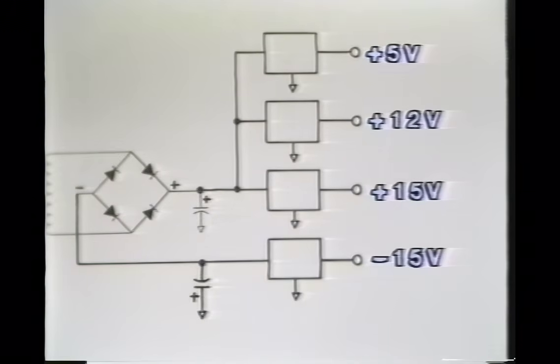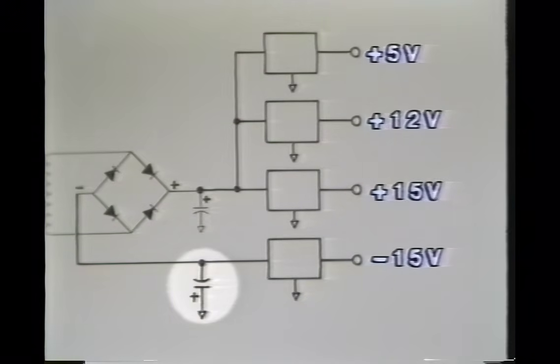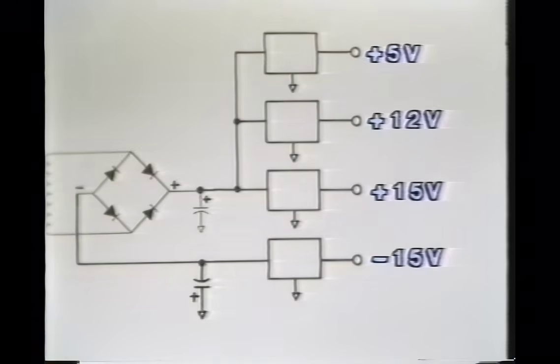Here we have 3 positive regulators creating a +5, +12, and +15 volt supply. And the negative regulator we just looked at, which is a 7915, is used to create a -15 volt supply. Notice too that the capacitor in the negative supply is apparently connected backwards. The positive terminal of the capacitor is grounded. This is extremely important because remember, a capacitor is polarized. In a negative supply, the filter capacitor will always be connected this way.